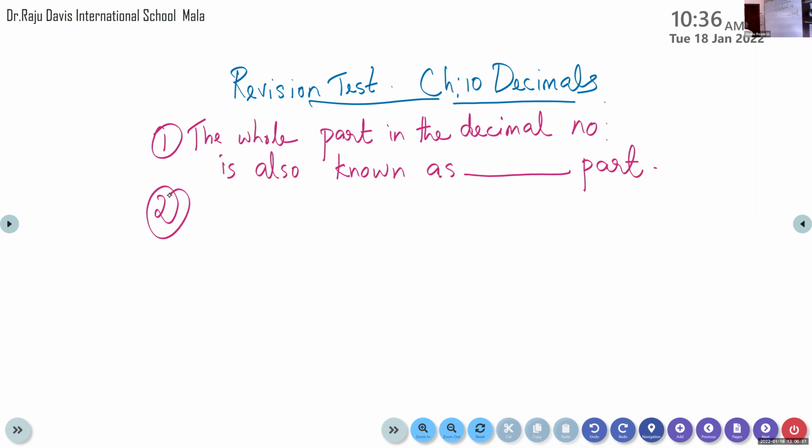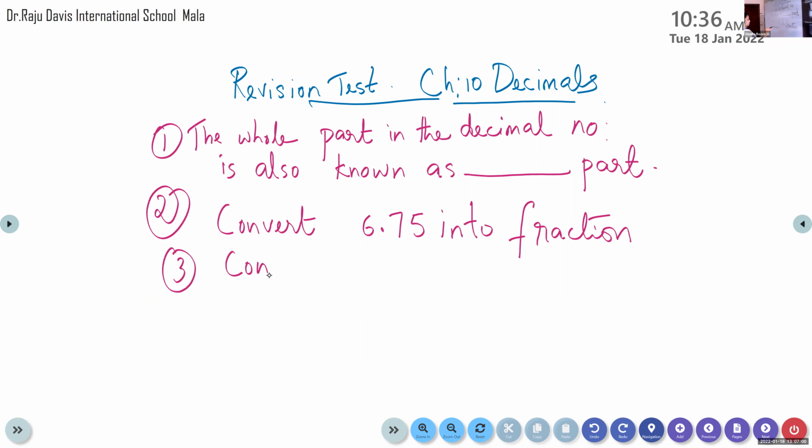Question number 2. Convert 6.75 into fraction. Again, question number 3 is also the same. Convert 67.5 into fraction.